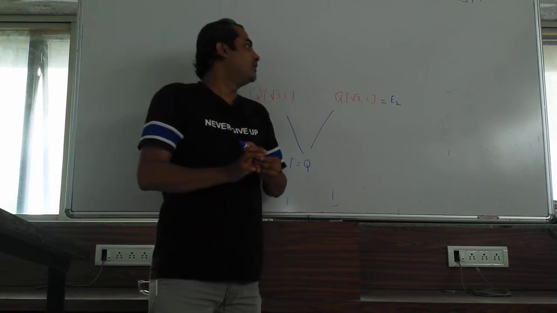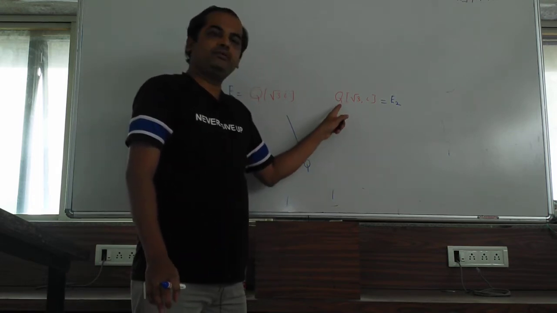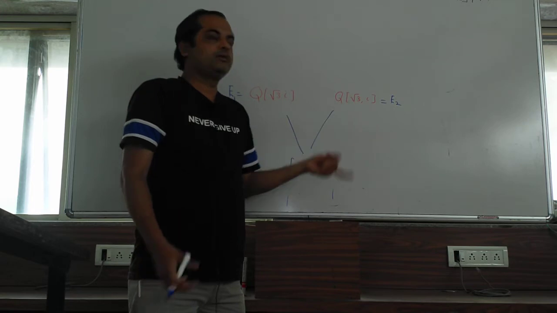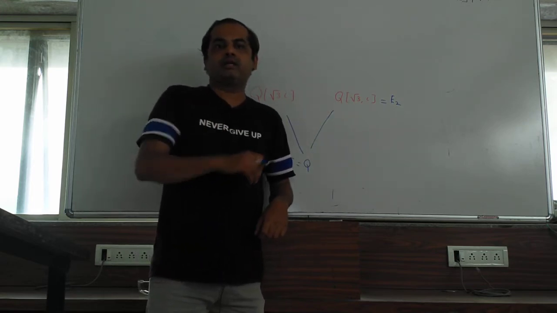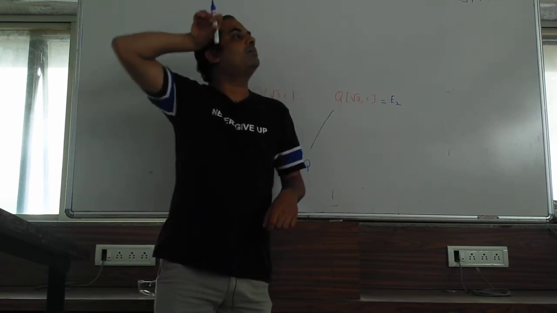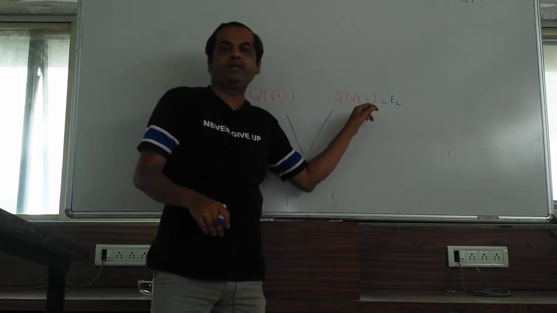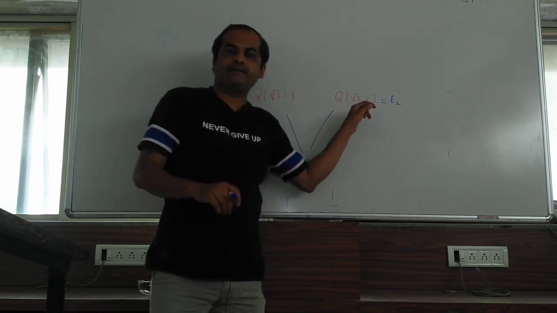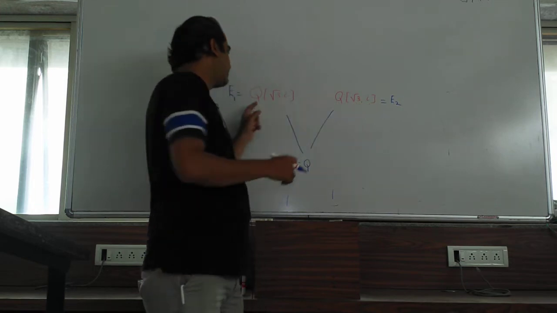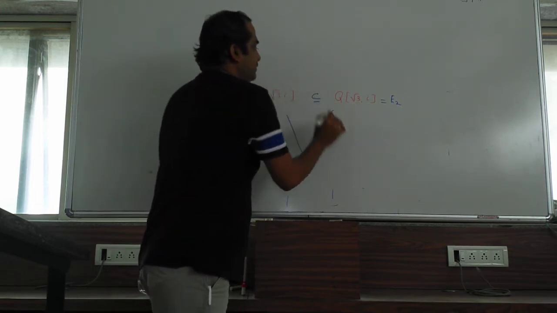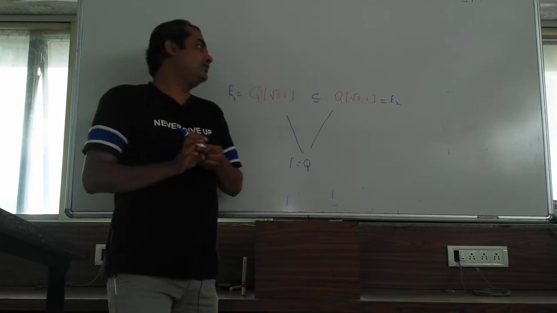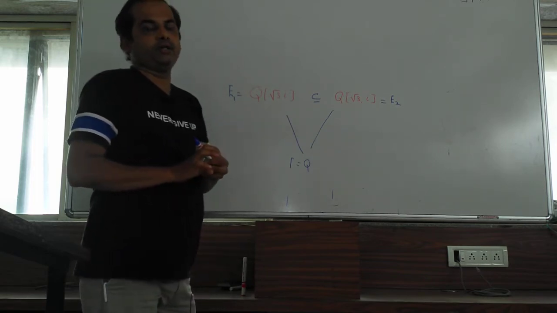Now in Q of root 3 comma i, root 3 and i are in the field, and the multiplication of two numbers is again in that field. So root 3 comma i is in this field E2, and root 3 into i is also in this field. Hence E1 becomes a subfield of E2.